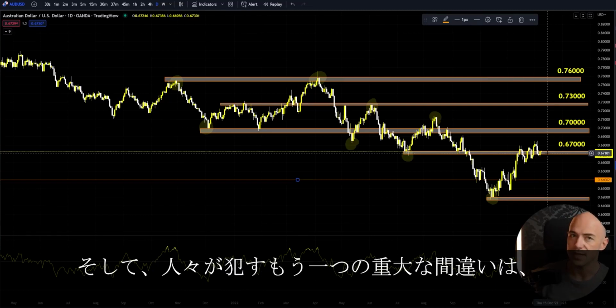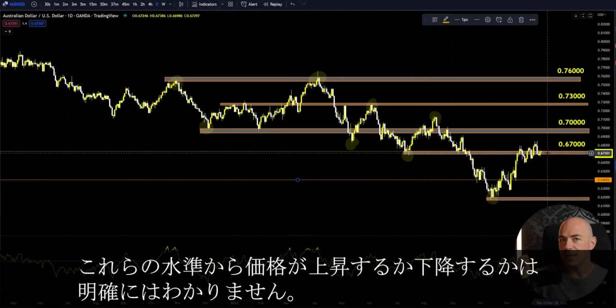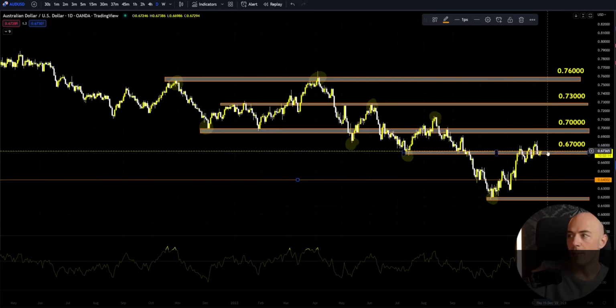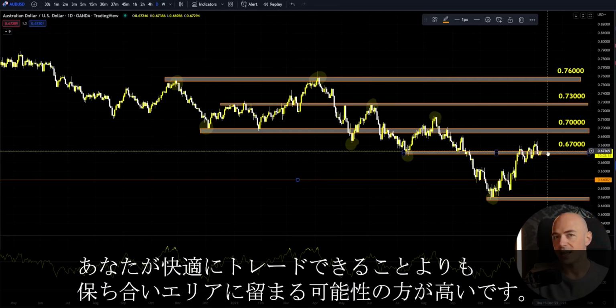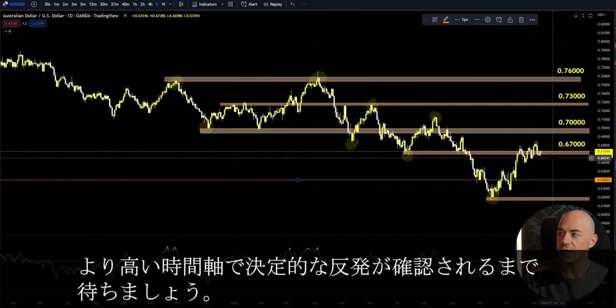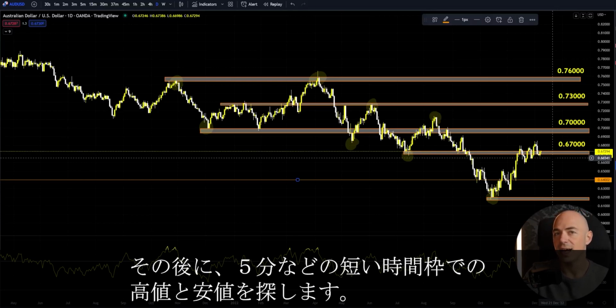And another key mistake that people make is entering trades at these levels. You do not know definitively if it's going to go up or down from these levels. So getting in while price is here might keep you in an area of consolidation for more than you're comfortable with. Wait until you're seeing definitive rejections on a higher time frame, then look for your higher highs and higher lows on your lower time frame, like your 5 minute.